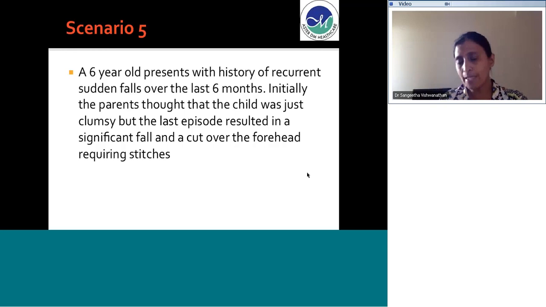So slightly on the younger side for a vasovagal syncope type episode, and fall associated with significant injury. Just listening to this, would you be slightly concerned? Yes, so important to know, could this be atonic seizures? It's an important thing to evaluate.